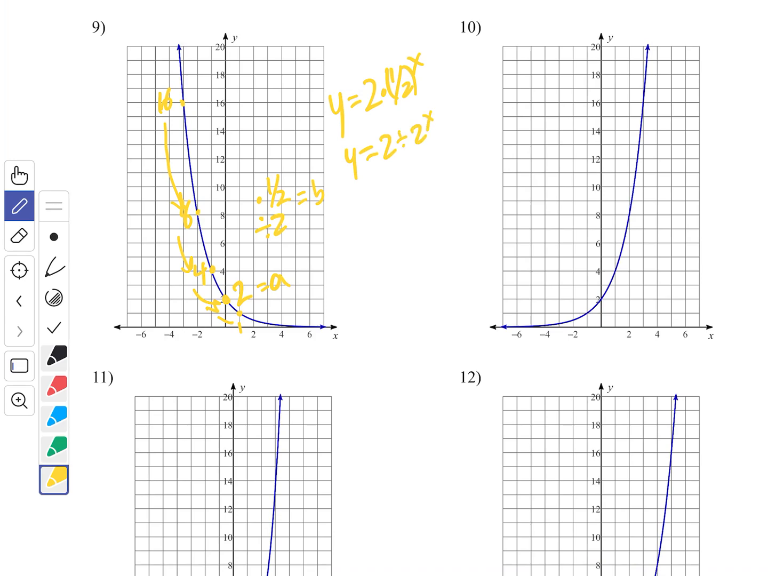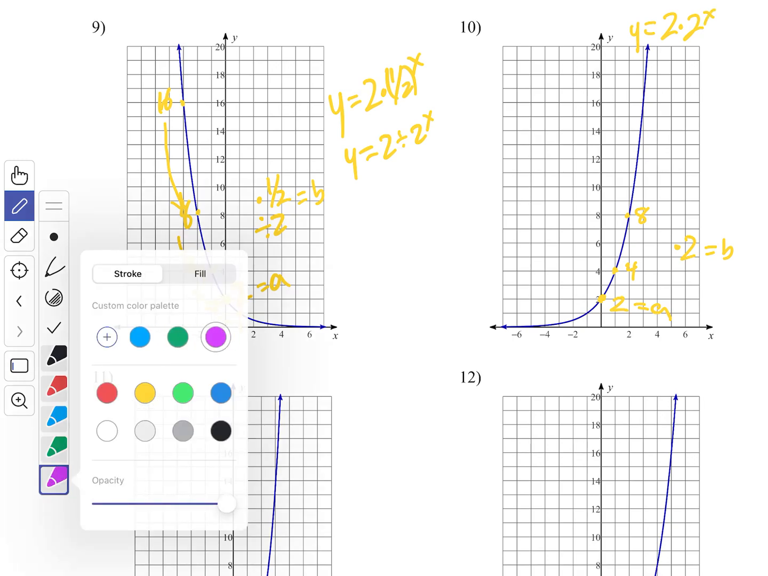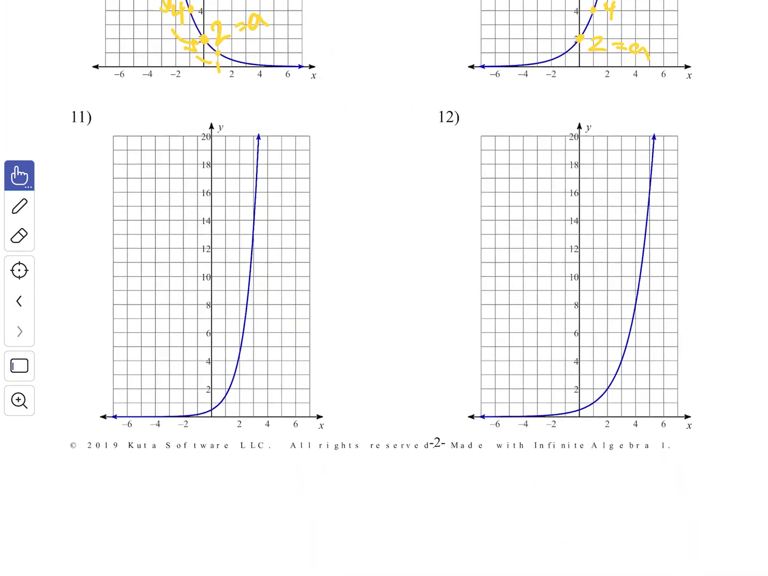Number 10, starting at 2 again. Here's our a, then 4, then 8. So this time definitely timesing by 2. That's our b. So y equals 2 times 2 to the x. Okay, last two.